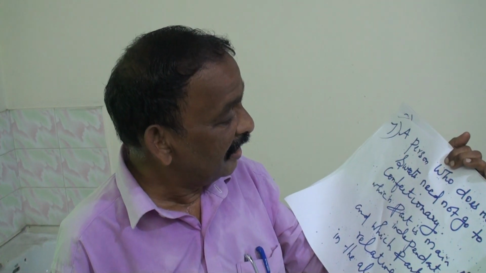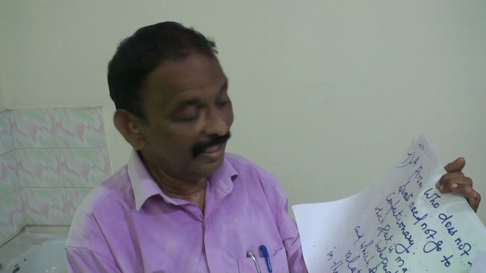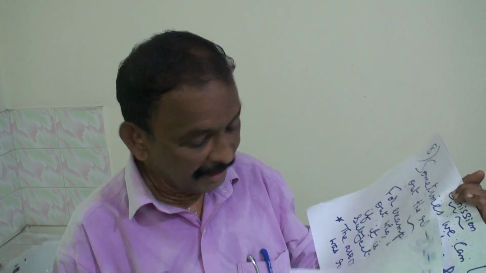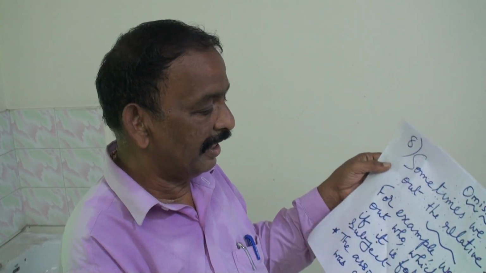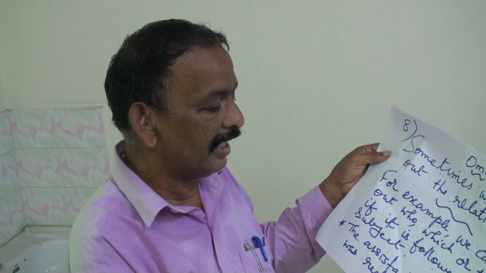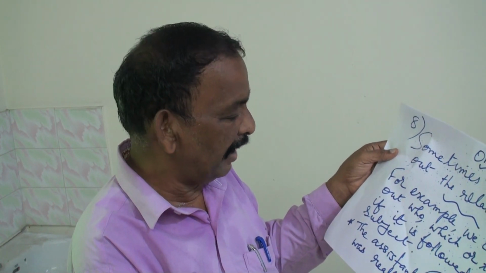A person need not go to a confectionery. That is the independent clause. Now, omission. In which cases or in which place can we omit the relative pronoun? Sometimes we can leave out the relative pronoun. For example, we can leave out who, which, or that if it is followed by a subject.